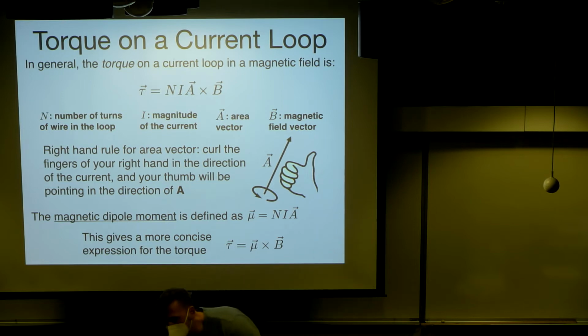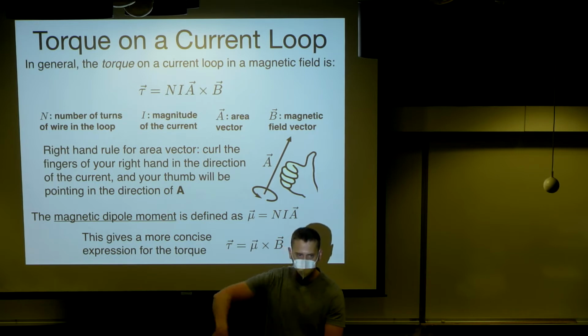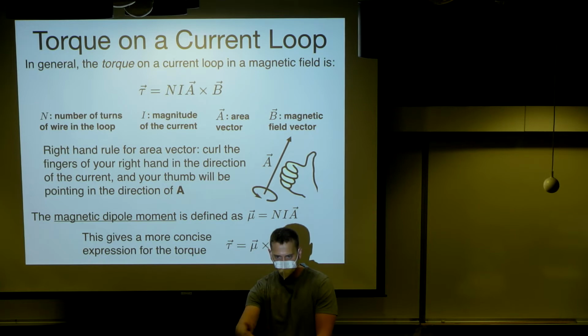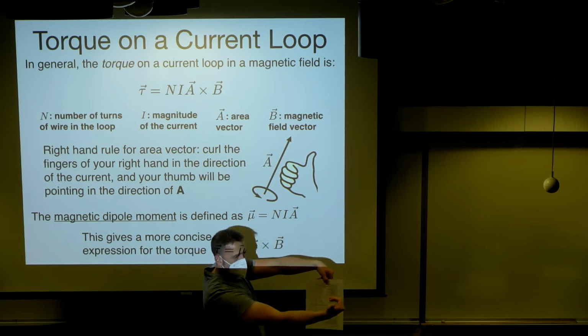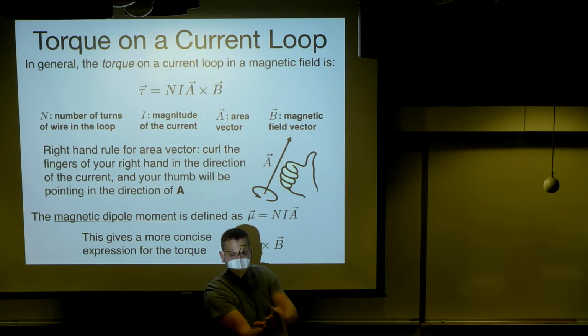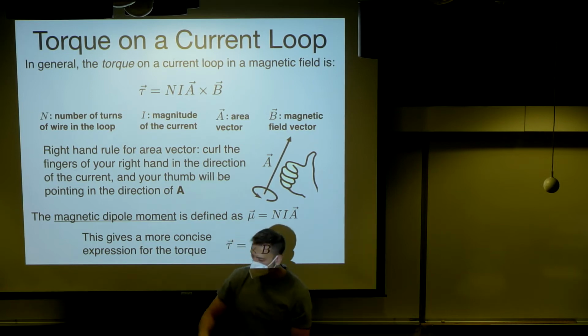So as an example, let's say this is my loop, and I have the current flowing this way around the loop, all right? I'll take the fingers of my right hand, curl them in that direction, and now my thumb is pointing straight out of the loop like this. If I took that same loop and I faced it this way, now that would be my area vector. Facing this way, now that's my area vector. Make sense? Okay.